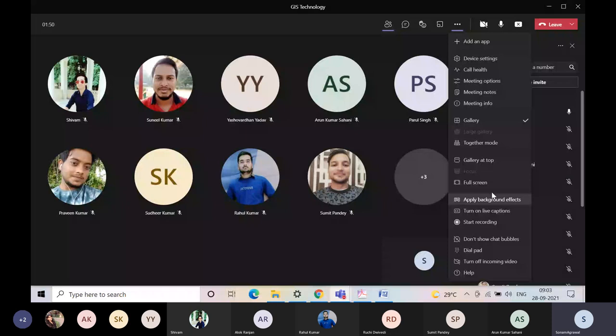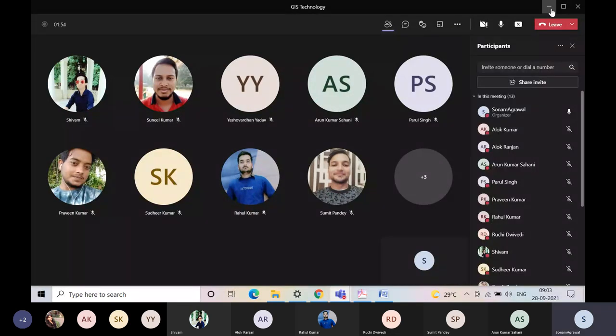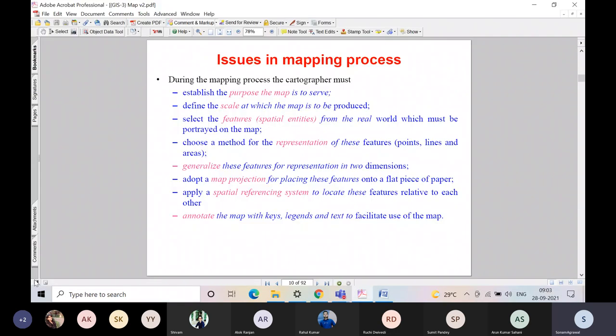There are three ways in which the scale can be represented. First one is the ratio scale, second one is the verbal scale, and the third one is the graphical scale. Three different ways in which the scales are given on the map.